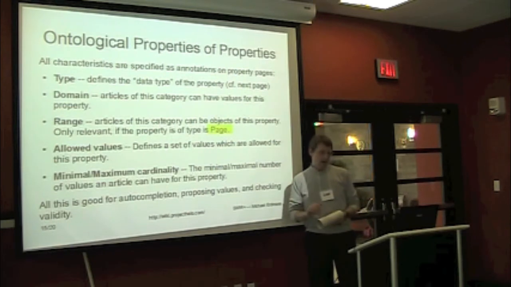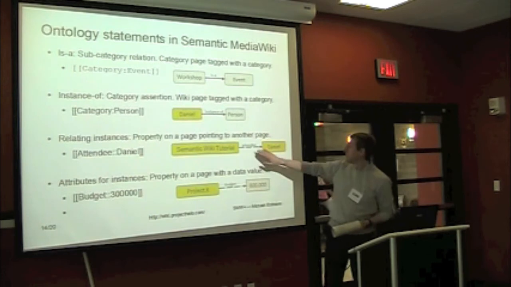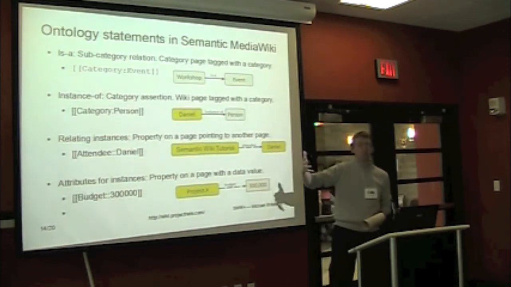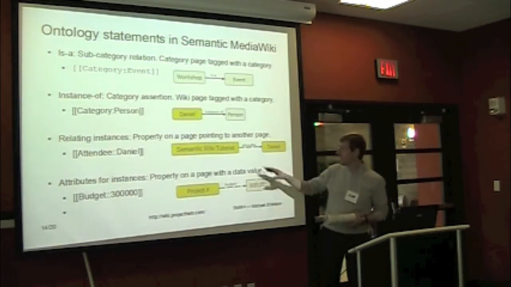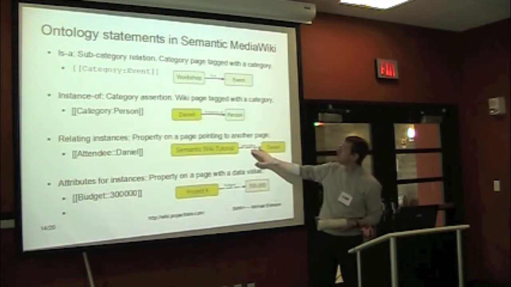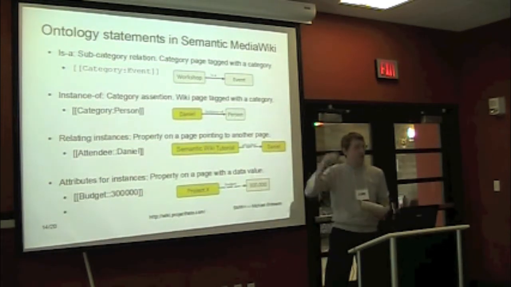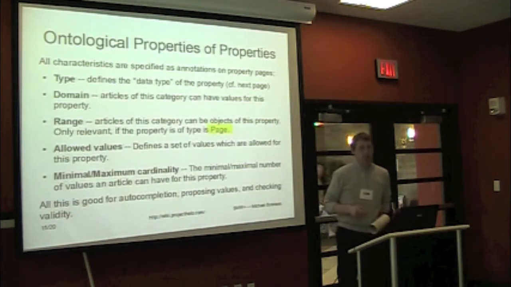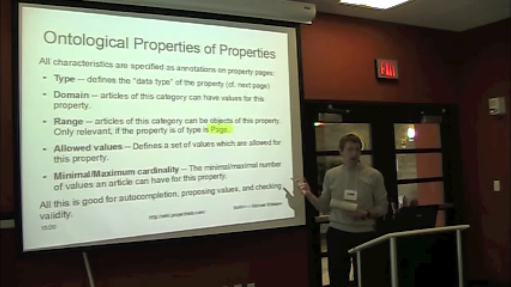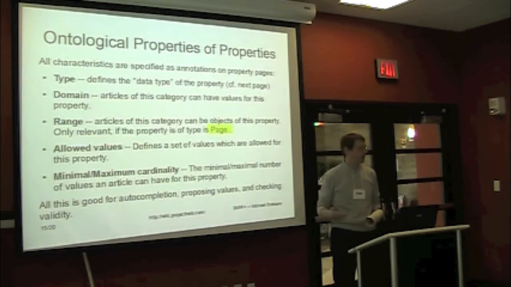You cannot say attendee only applies to meetings or projects or something. In SMW Plus, you can say attendees only hold between workshops and persons. So you can restrict on the schema level when this property is applicable. Since this is a semi-structured data model, you can violate this constraint. It's not enforced strictly, but it helps a lot, for example, for auto-completion, for proposing the right things in the right context.